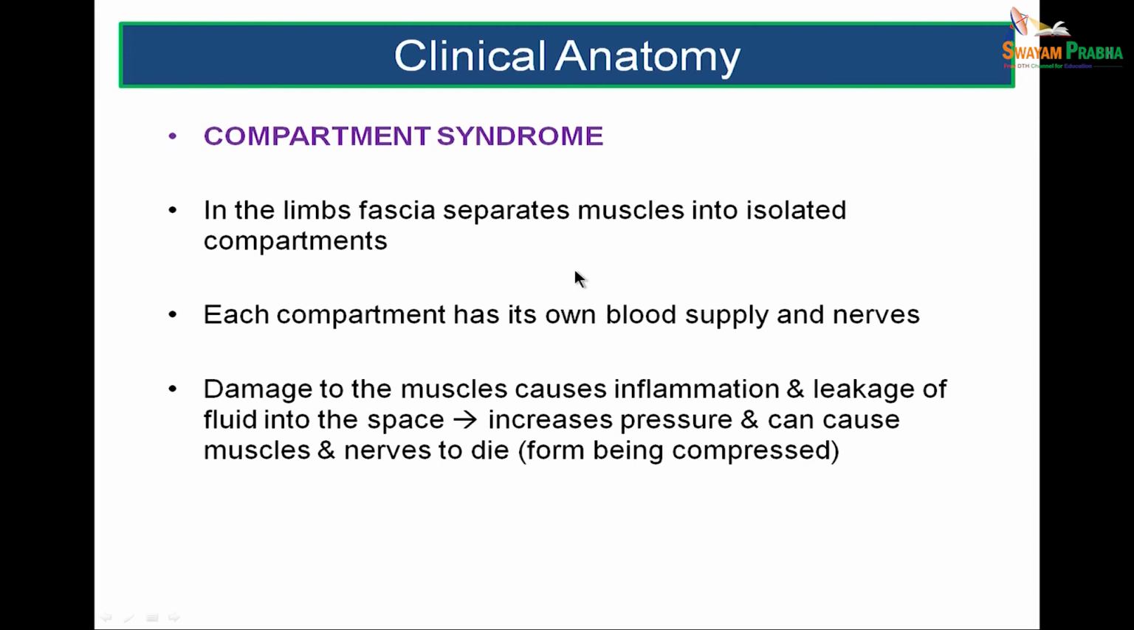Compartment syndrome. Sometimes in the limbs, fascia separates muscles into isolated compartments and each compartment has blood supply and nerves. Damage to the muscles in these compartments could cause inflammation and fluid leakage, giving you a tightening of pressure in this compartment, leading to compression of the nerves.